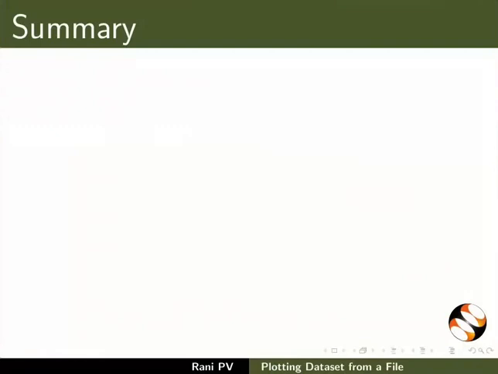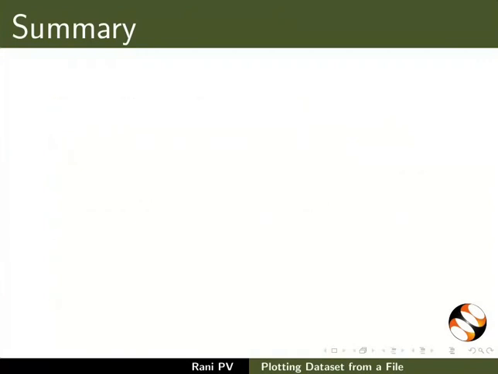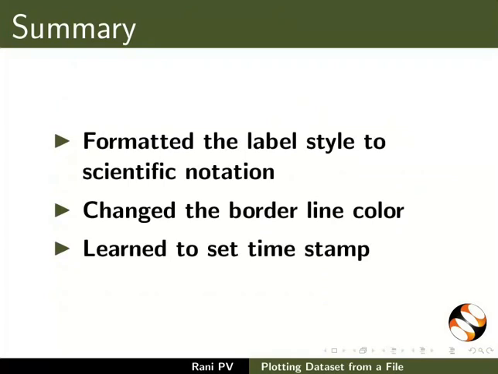To summarize, in this tutorial, we plotted data from a file, wrote the legend title, changed the symbol style and size, added 2 datasets in the plot, formatted the axis type, changed the line color, formatted the label style to scientific notation, changed the border line color, and learned to set timestamp.